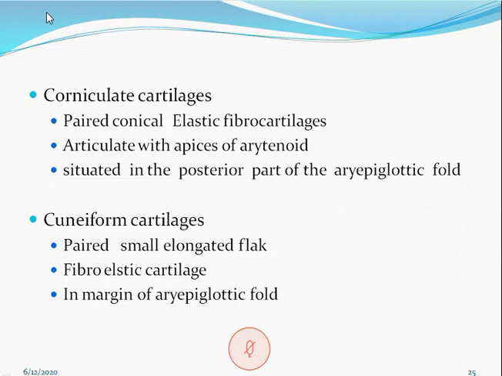We are having corniculate cartilages, which are present over the apex of the arytenoid cartilage. They are paired conical elastic fibrocartilages, articulate with the apex of the arytenoid, situated in the posterior part of the aryepiglottic fold. The cuneiform cartilages are also paired. They are small elongated flaps of fibroelastic cartilage. In the margin of the aryepiglottic fold, they are present.